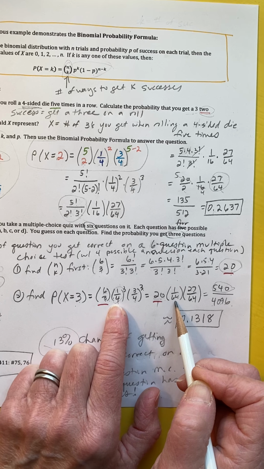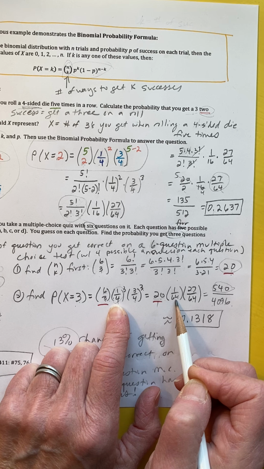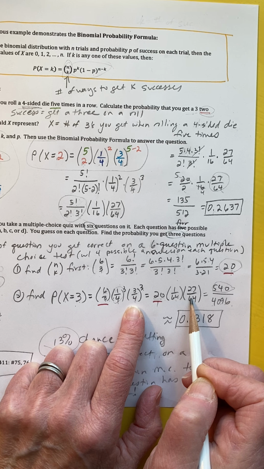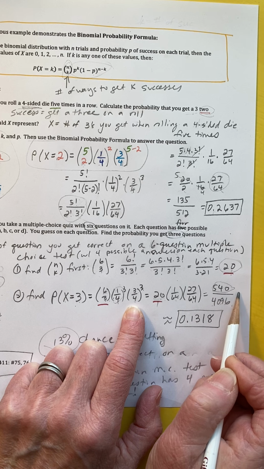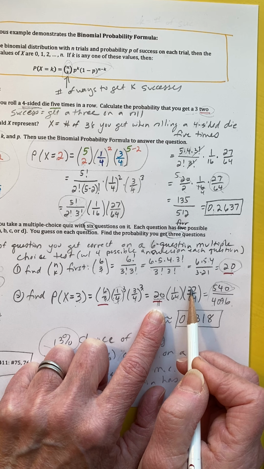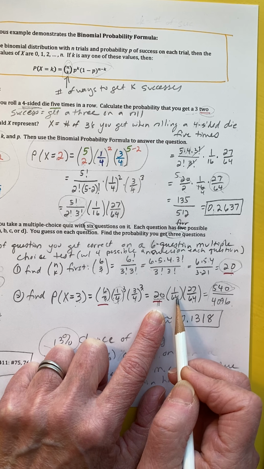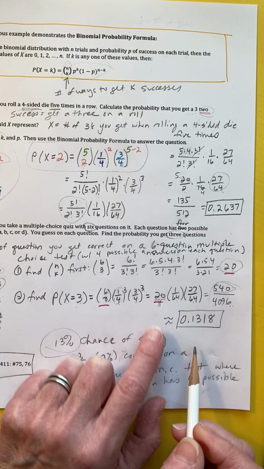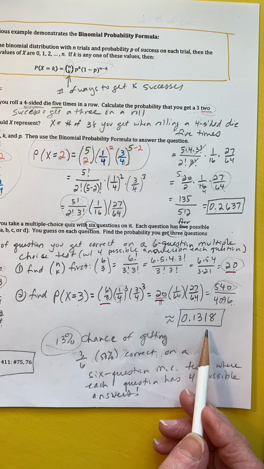And then this is 1 in 64, 1/4 times 1/4 times 1/4 is 1 in 64. 3/4 cubed is 27/64. That whole fraction, this is 20 over 1, don't forget. So 20 times 27 is 540. 64 times 64 is 4096. Dividing that on your calculator, you get 0.1318.